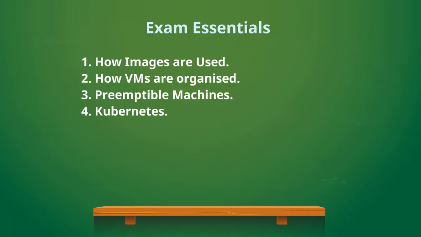Okay, so let's take a look at the exam essentials for this section. So you want to understand how images are used and how virtual machines are organized. You also need to understand preemptible VMs. So what are they and when is the best time to use them? You also need to understand Compute Engine as well as Kubernetes, and how the cluster architecture looks, and how to use Kubernetes, like how does it work?